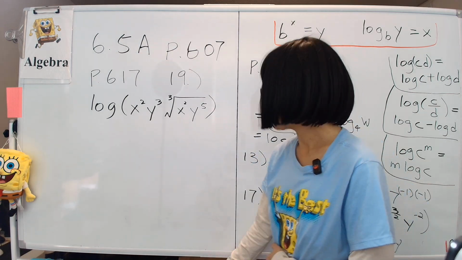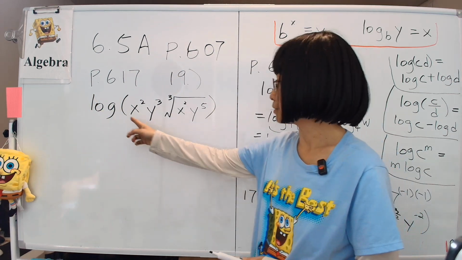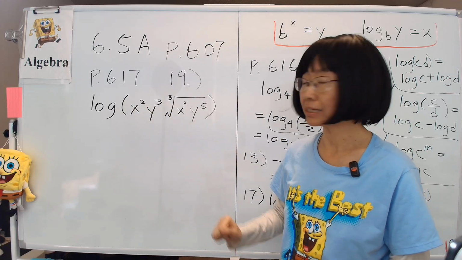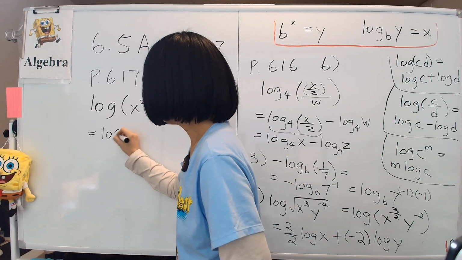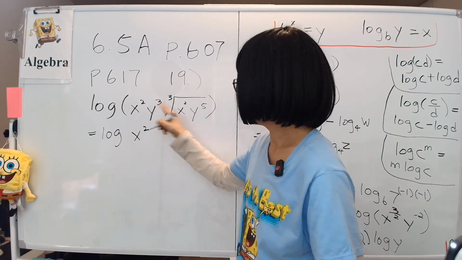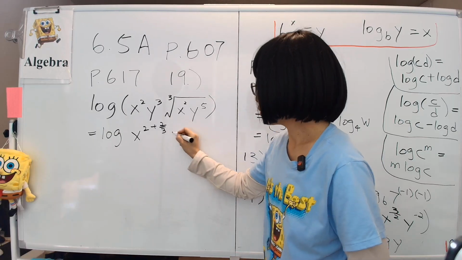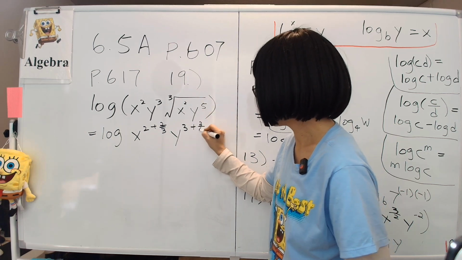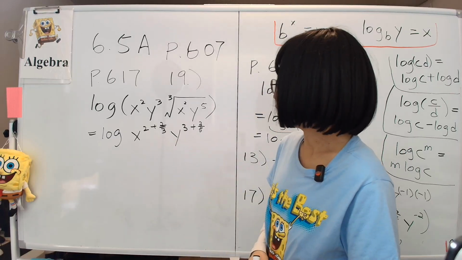So problem 19, I have written out here, we have a pile of stuff. The first thing we need to do before we do any logarithm is clean this up with the exponential rules that we learned in chapter 1. So let's do that. That would be equal to log of x to the power, what is that? That's 2, and then plus this is 2/3. And then y to the power of 3 plus this thing is 3/5, okay? And once we've done that, then that should be it.